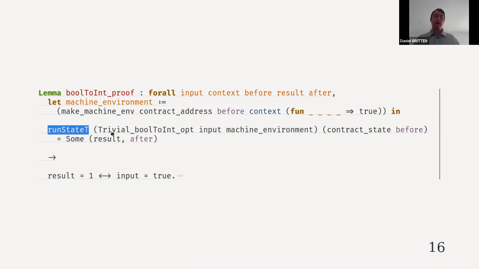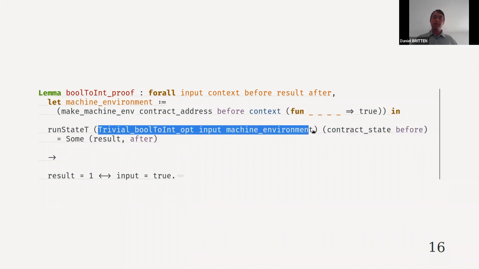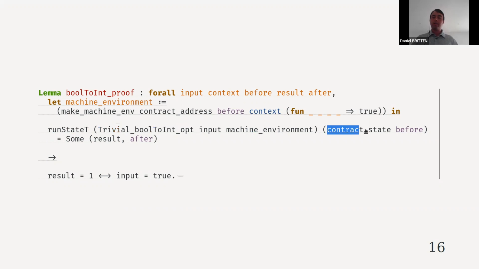So it executes a smart contract function on a particular state. We have the function over here, which is bool to int opt with that input and that machine environment. And we have the contract state before, which is the state of the contract before it is run. The result is, as I said, the return value, and after is the contract state after.